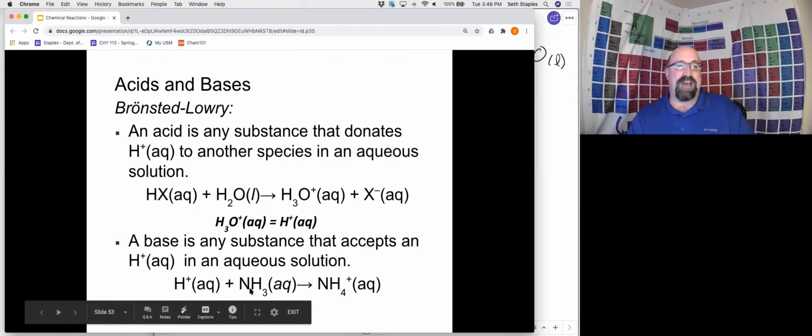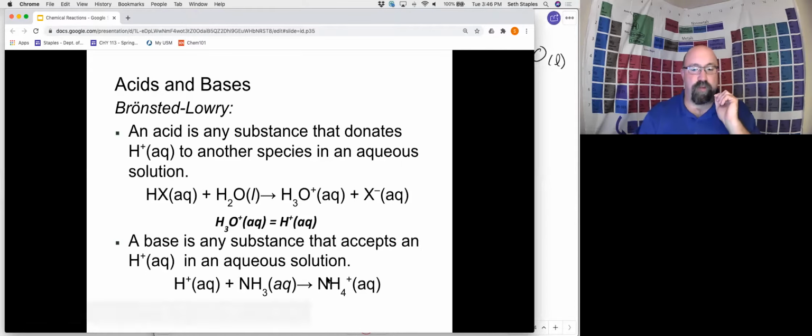Here's our classic example of a Bronsted-Lowry base: ammonia, NH3. It definitely is a base and behaves like other bases, but you can see there's no OH- in there. It's just a different way of looking at things. When H+ is added to ammonia, it forms our ammonium polyatomic ion. In going from our reactants to our products, NH3 is accepting this H+, which makes it a Bronsted-Lowry base.